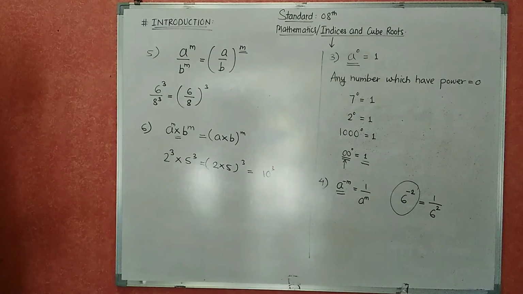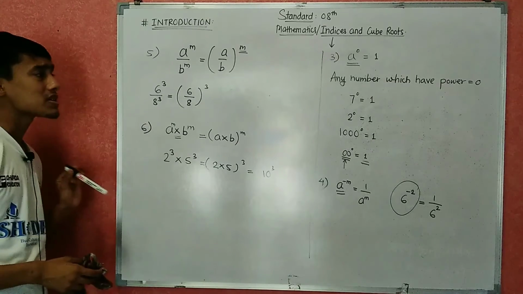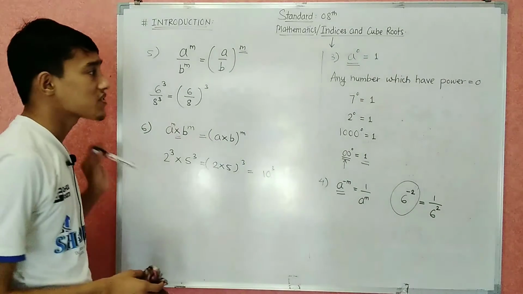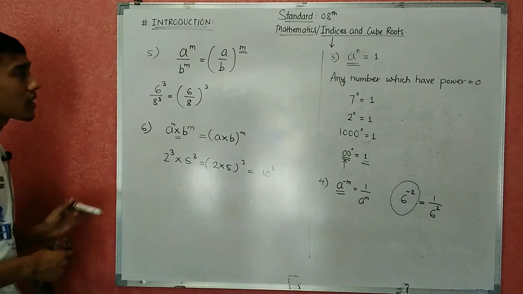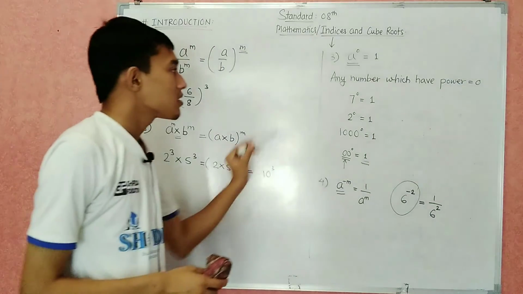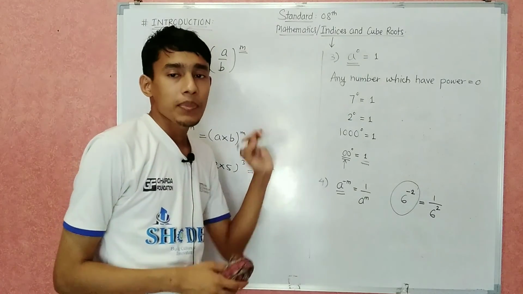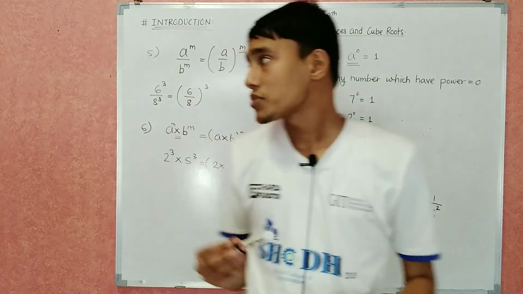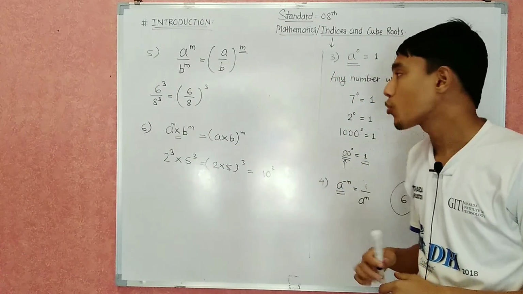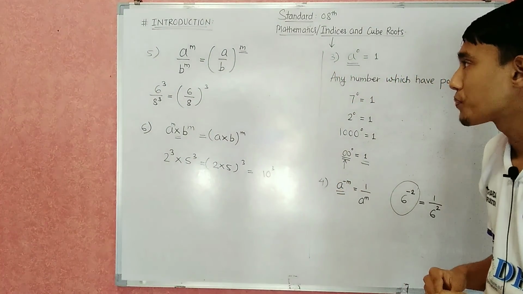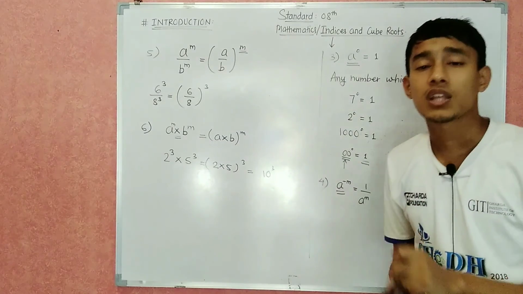So these are some basic laws of indices which we have studied in the previous classes. In the description you will find all these laws. A PDF link will be given in the description in which you will find all these formulas, and also some questions for homework. In the next lecture we will see practice set 3.1.